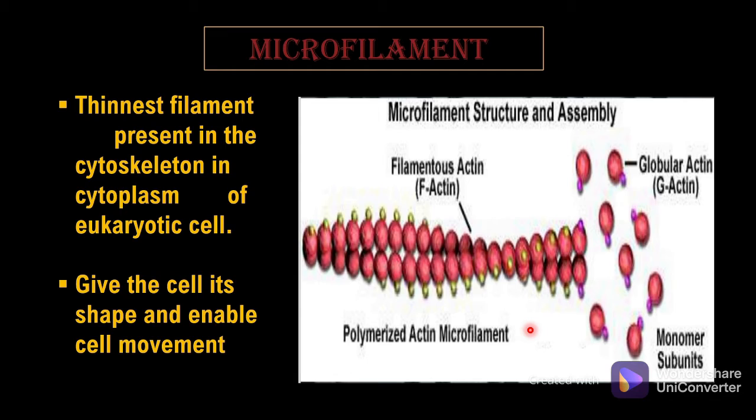So in the previous slide we have seen that the actin filament or the microfilament is the thinnest filament present in the cytoplasm of the eukaryotic cell, and it gives shape and enables the movement of the cell. Actin filament occurs in a cell in the form of a meshwork of bundles of parallel fibers. They help determine the shape of the cell and also help it adhere to the substrate.